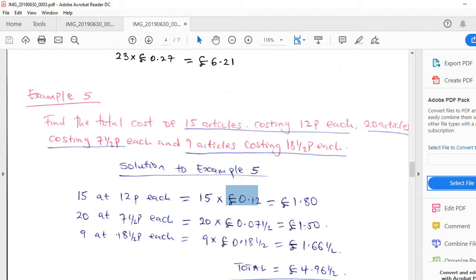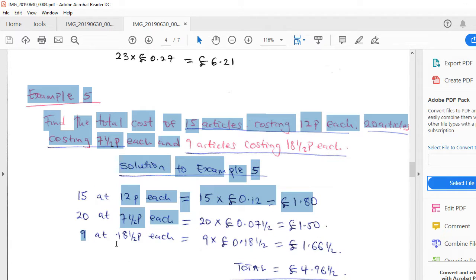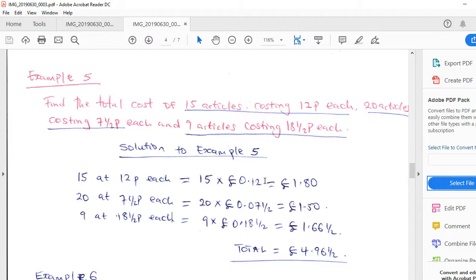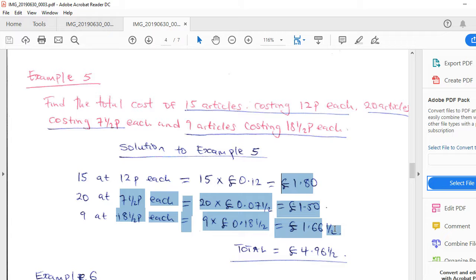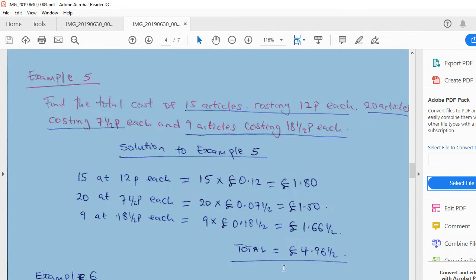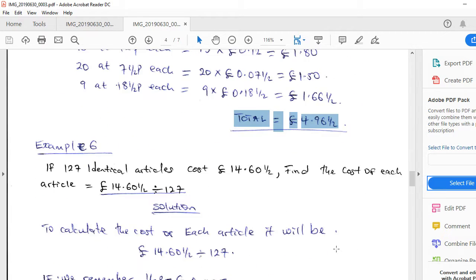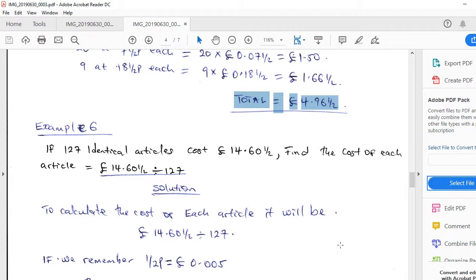And the last question, the question below the one I'm pointing out. Basically, you first convert the pence to pound, which is 0.18 pound, then you multiply by 9. At the end of the day, to calculate the total cost, you say 1.80 pound plus 1.50 pound plus 1.66 and a half pound, then the total will now be 4.96 and a half pound. So that's basically just the basic addition so far.